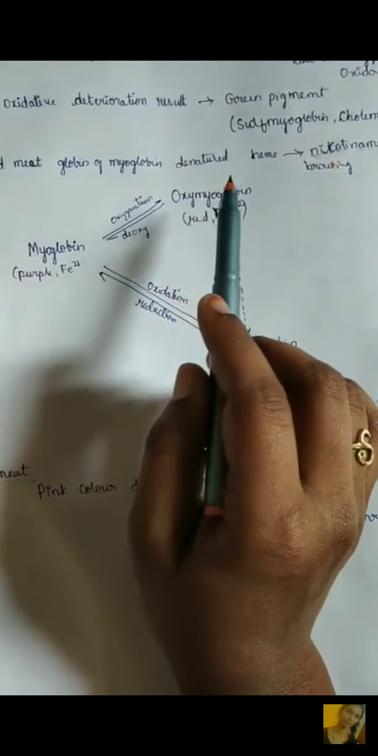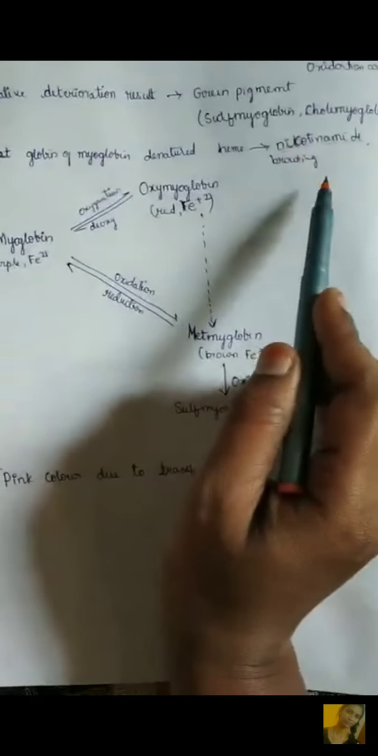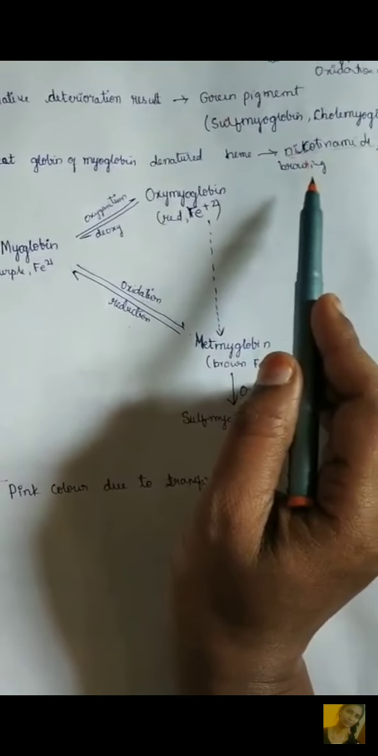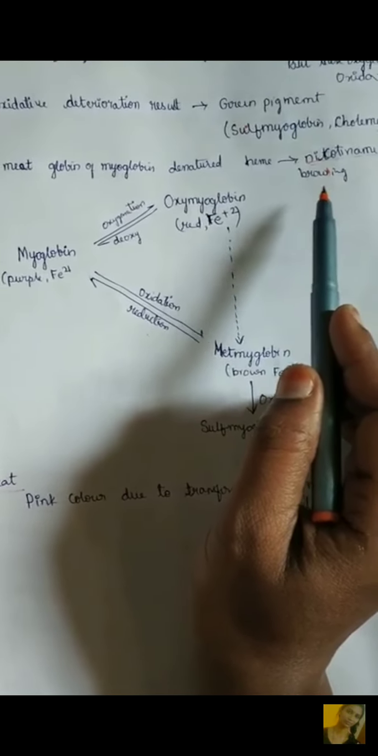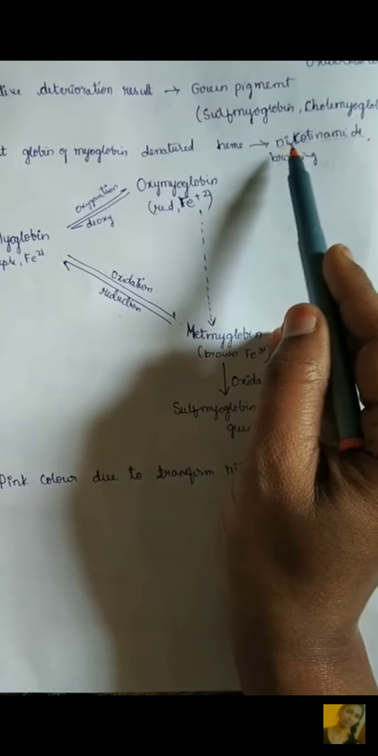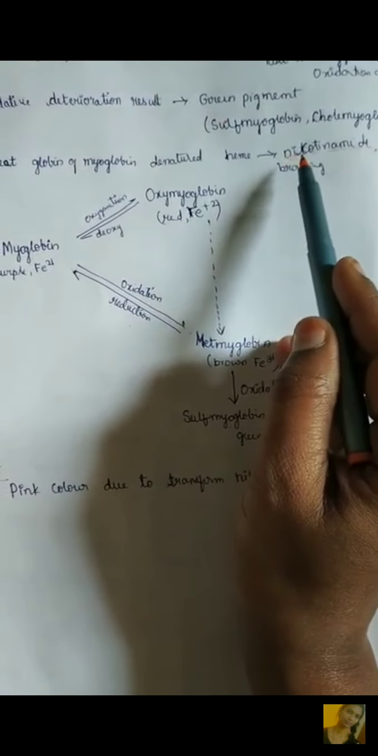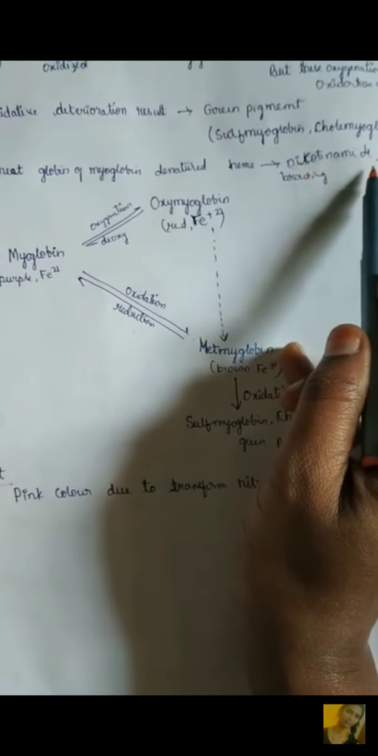Now let us look at cooked meat. What happens to the globin of myoglobin in the cooked meat? The globin of myoglobin is denatured, and the heme forms a brown color due to browning. When the brown color is formed, the myoglobin is denatured, and the heme will have nicotinamide.